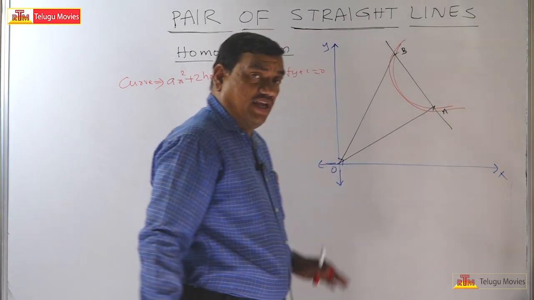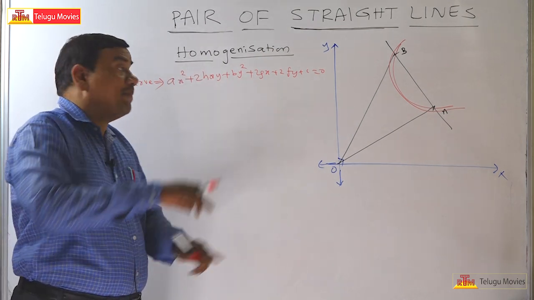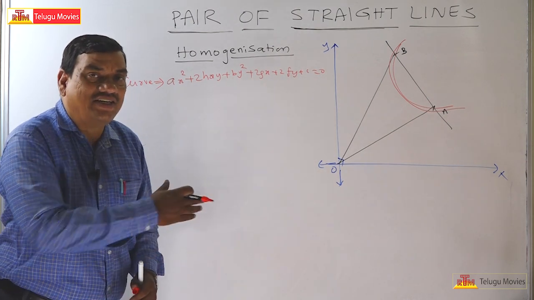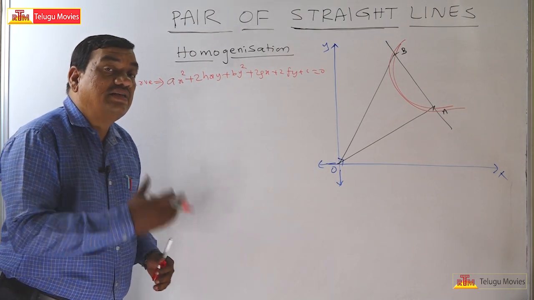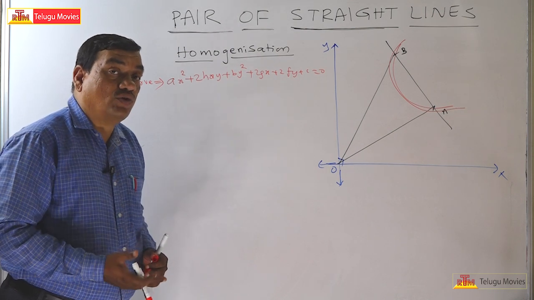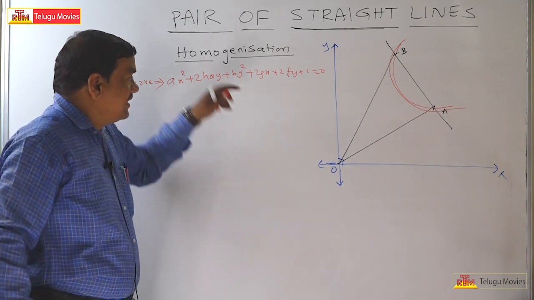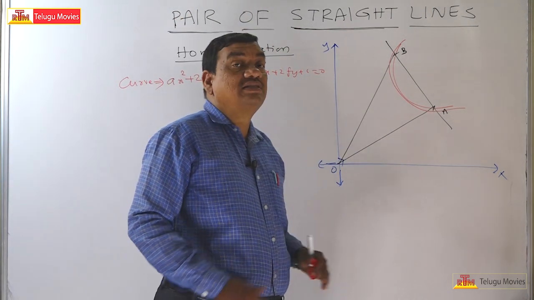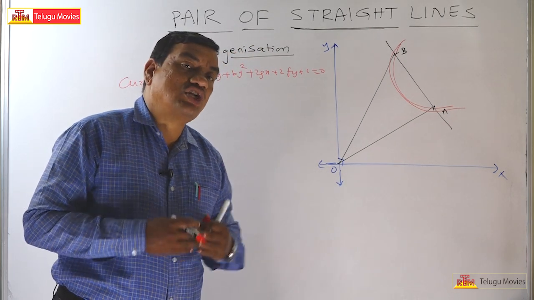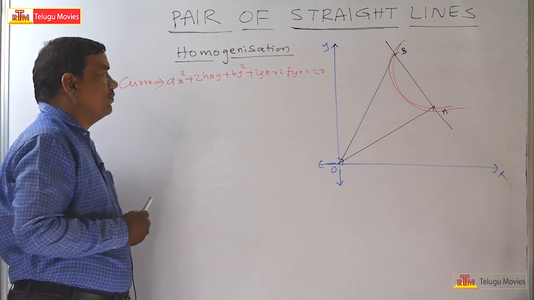This equation represents a pair of lines depending upon conditions on a, h, b, g, f, c. The condition is delta = abc + 2fgh - af² - bg² - ch² = 0, h² ≥ ab. If that condition is satisfied, then this equation represents a pair of straight lines. Otherwise, it simply represents the equation of a curve.